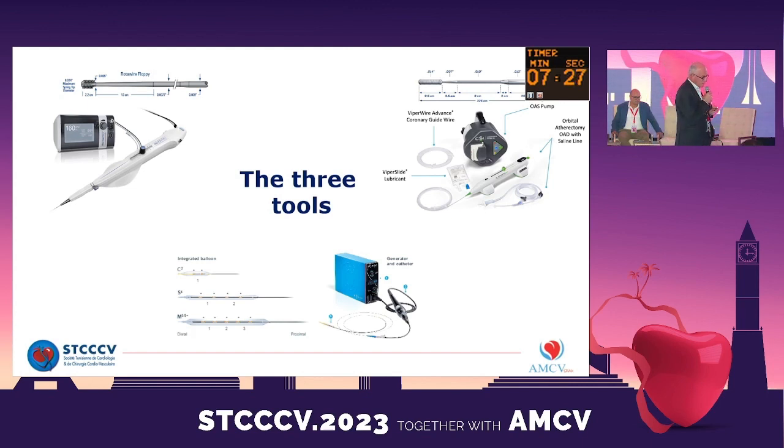On the right part, the new one that arrived recently, 2 years ago in Europe, is the orbital, the Diamondback 360 degree. It's really a new device. I think it's very promising. It's necessary to use a specific wire, totally different from the rotablator, very useful. And in the middle, the lithotripsy, totally different, of course, with a balloon delivering pulses, and the wave cracks the lesion.